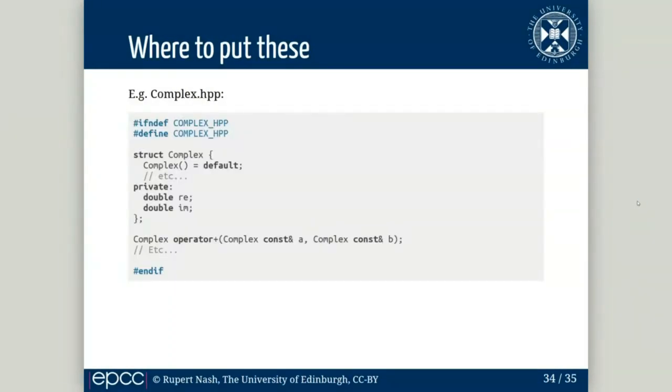So here's an example. If we were declaring our header file for our complex number, then it would look something like this. So we'd have the struct and we would have the definition for it. And we've got there the default constructor, and then we've got the two private members. Notice in this case, because we use struct, we have to use the private keyword to hide the two data elements, the real and imaginary. And then we're actually giving the declaration of the operator.